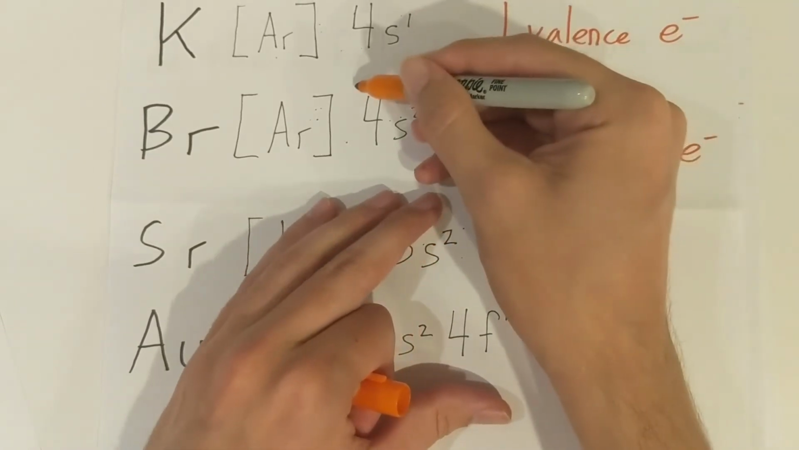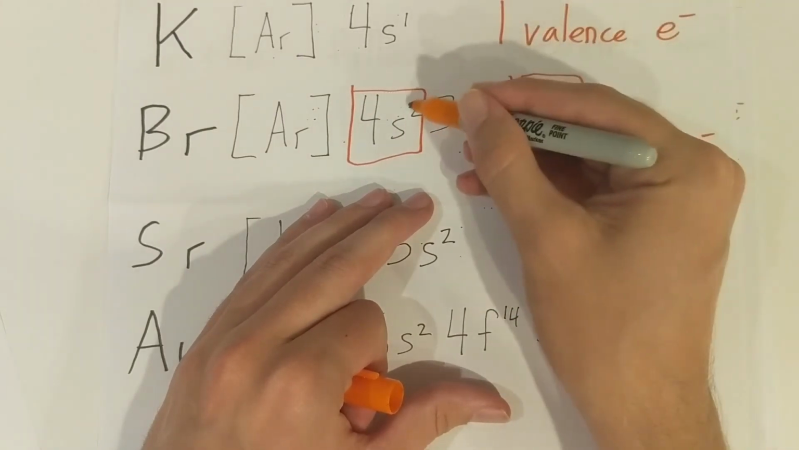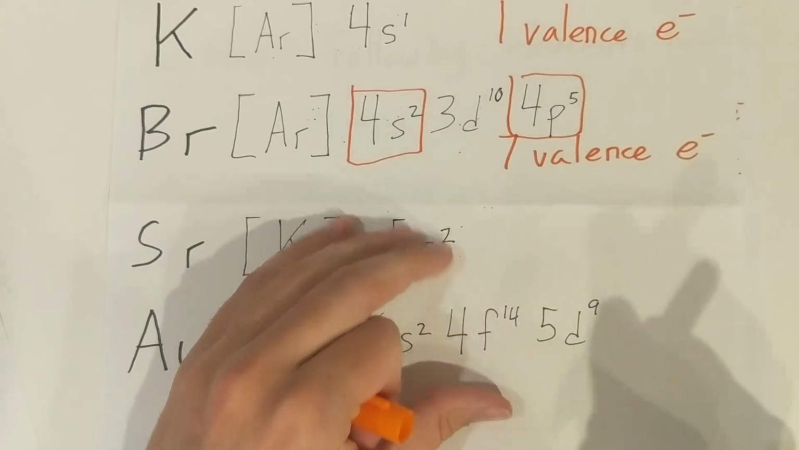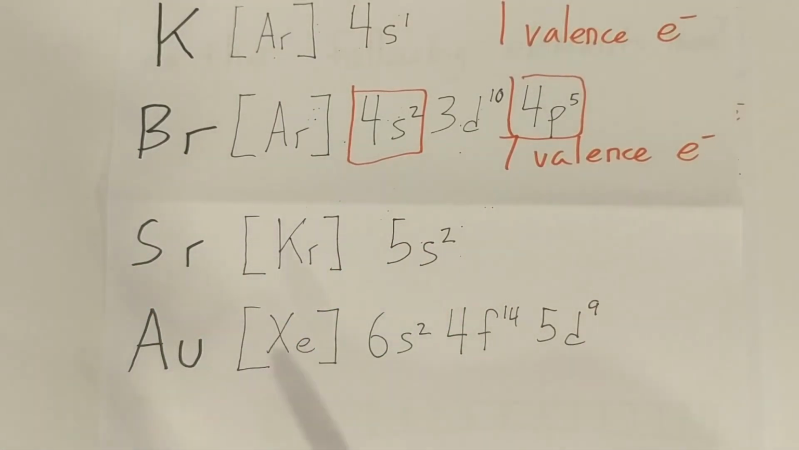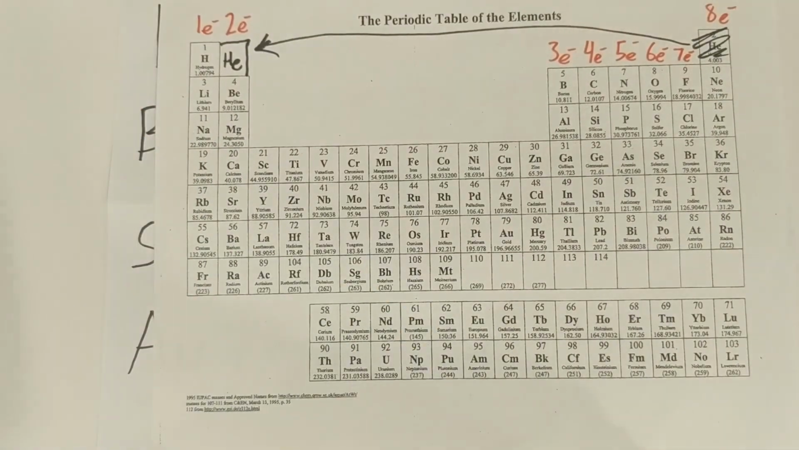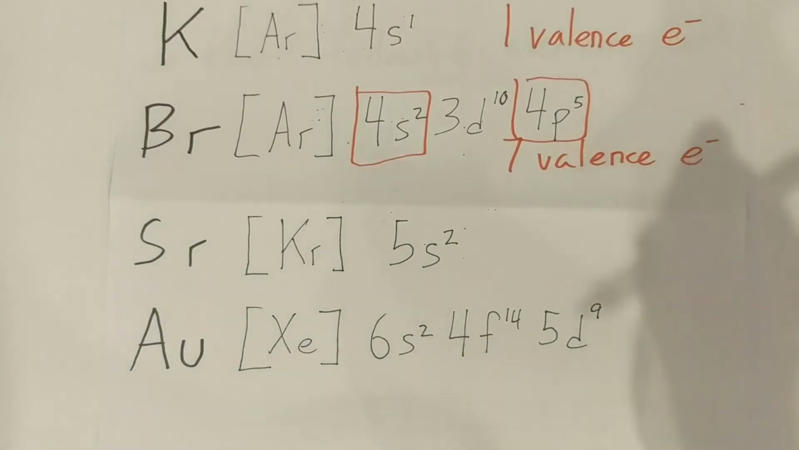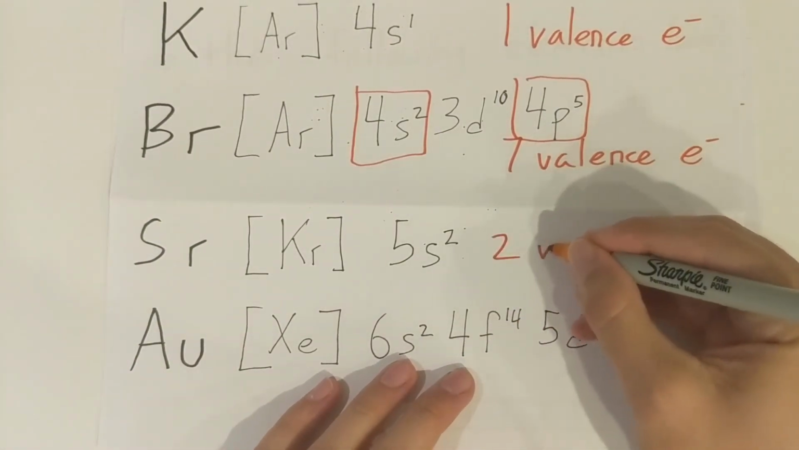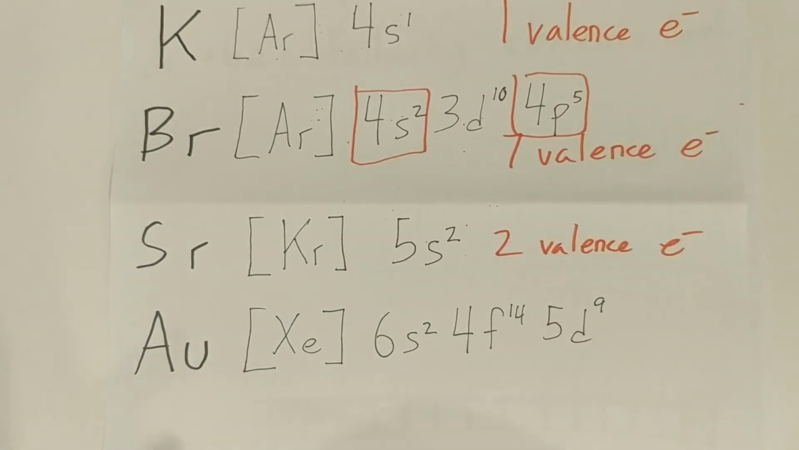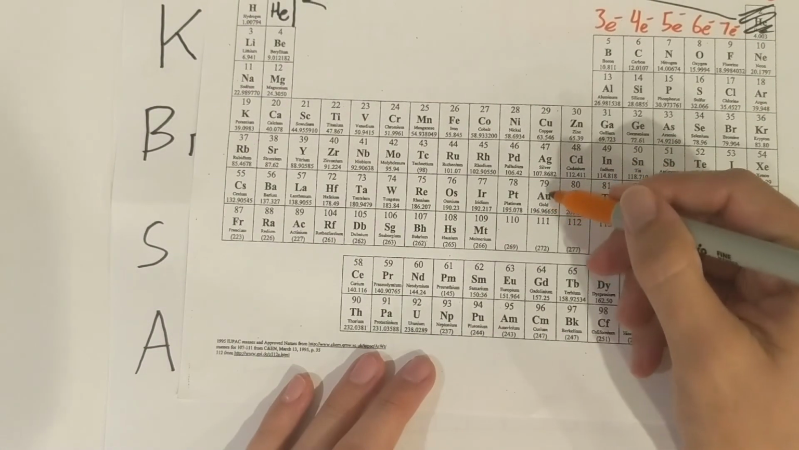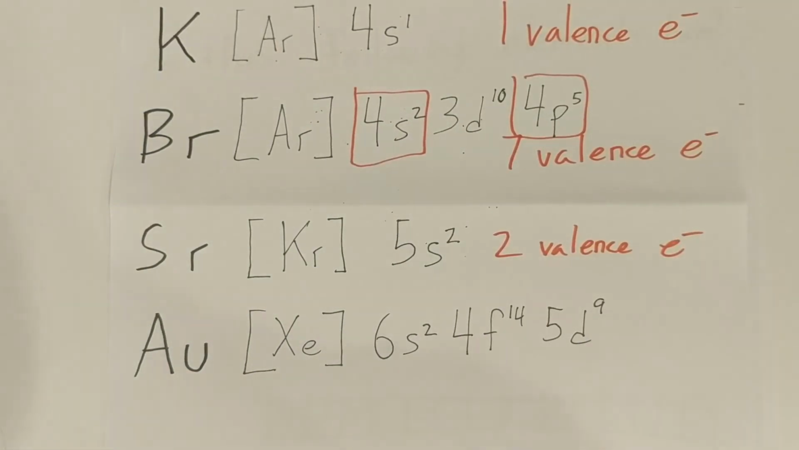And you could even look at this. Look, the outer energy levels. 4. We got 2 plus 5. We got our 7 valence electrons there. Strontium, group 2, 2 valence electrons. And then I kind of tricked you guys. Gold's here. Gold's in our transition elements. We don't know. So I would not ask you how many valence electrons that one has.